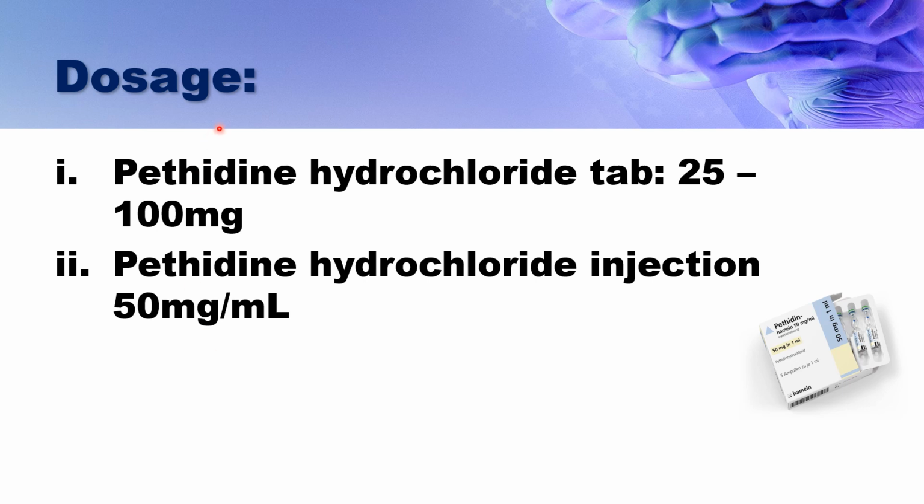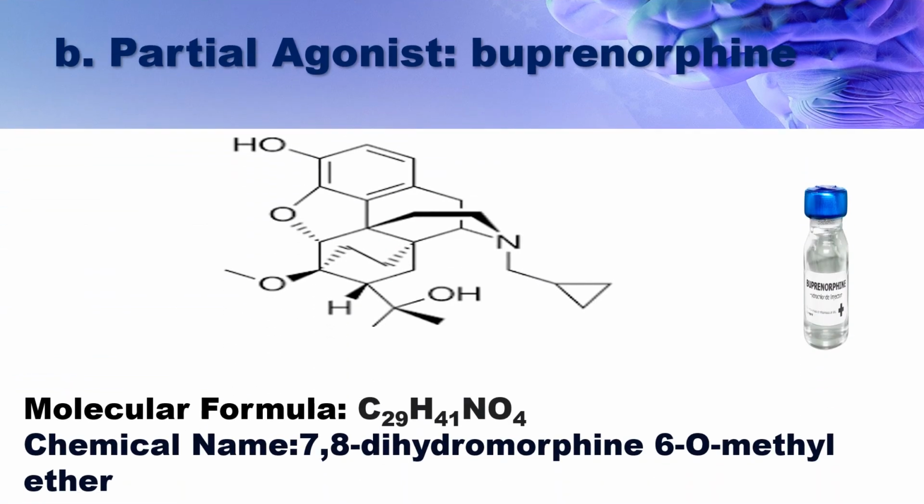Dosage of pethidine: it is available in the form of the tablet and injection. Pethidine hydrochloride tablet 25 to 100 mg, pethidine hydrochloride injection 50 mg per ml. Partial agonist: buprenorphine. The structure of buprenorphine. The molecular formula is C29H41NO4. The chemical name is 7,8-dihydromorphine 6-O-methyl ether.